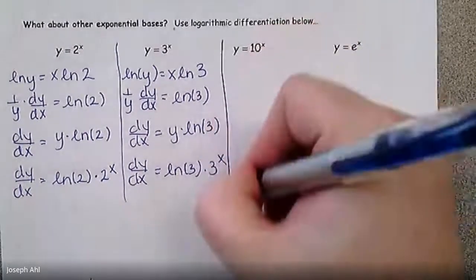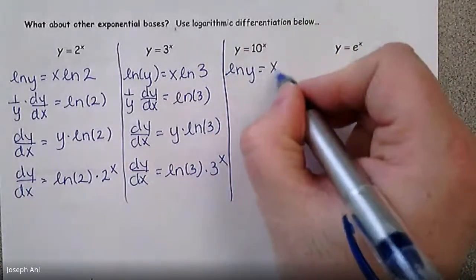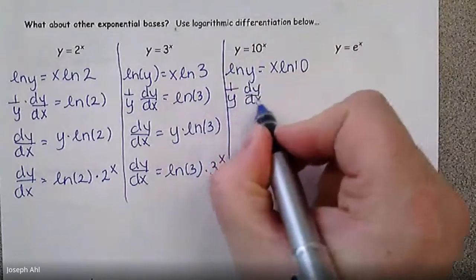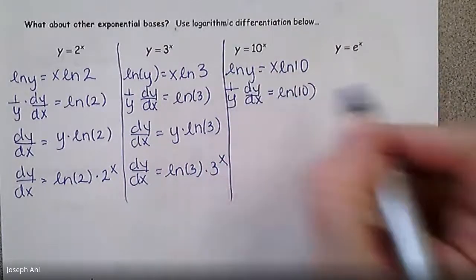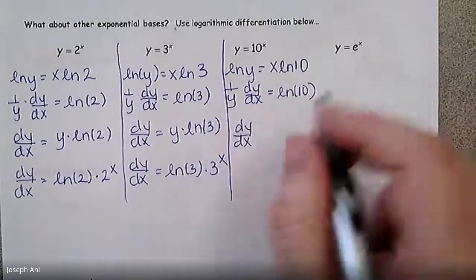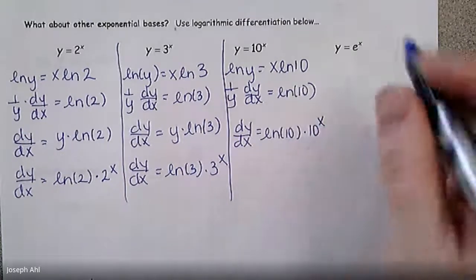You know where we're heading, don't we? All right, let's do it. ln y equals x ln 10. Derivative, 1 over y dy dx equals the ln of 10. When I multiply the y over, I'll kind of shortcut it real quick and just know that y is 10 to the x. So here we get the ln of 10 times 10 to the x.